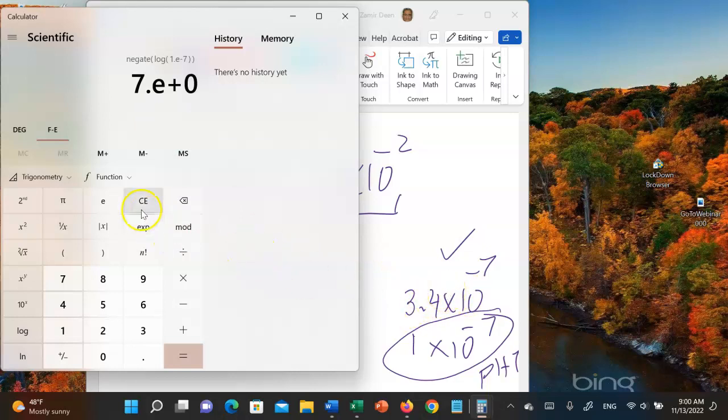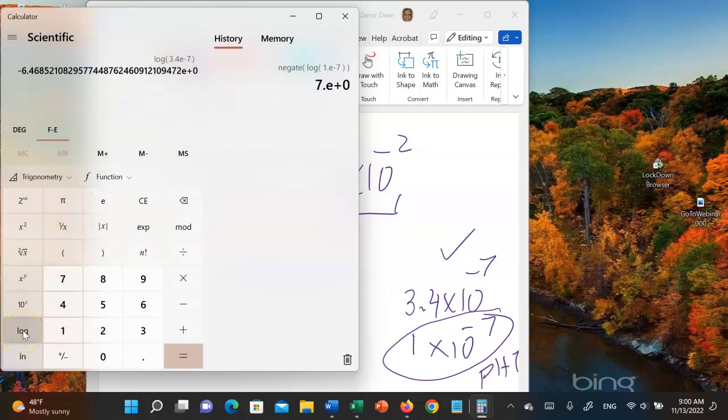Okay. Now let's do the pH of this number. Okay. So clear the entry. We're going to enter this number, 3.4, exponent 10 to minus 7. First enter 7 and then change the sign. You see that? So that sequence is important. Otherwise, it would all be messed up. Okay. And now the pH is going to be the log of this number. Log, and then change the sign. So the pH of this value is actually 6.46.